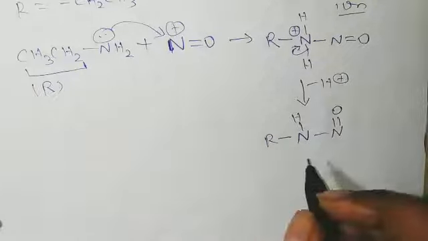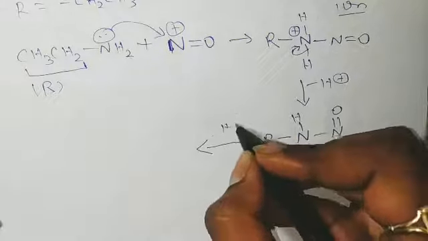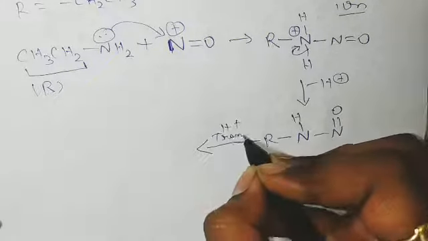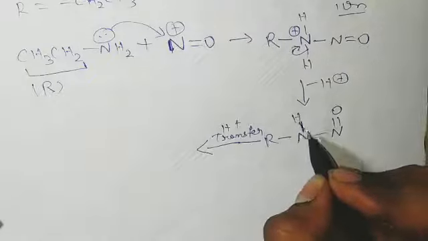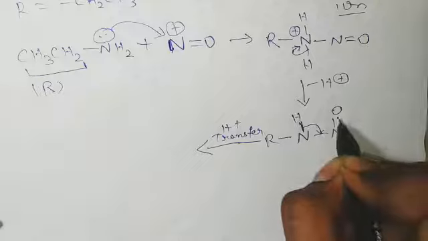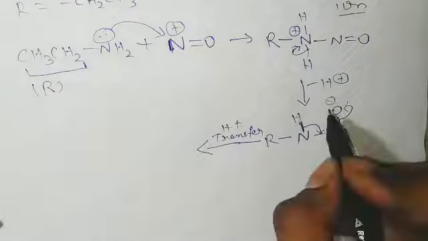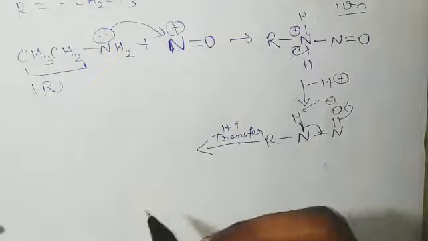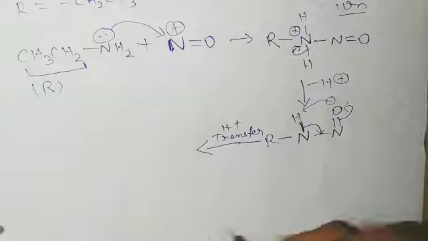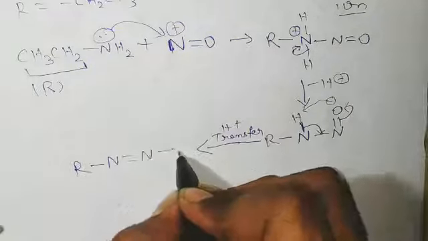Okay, now what will happen in the next step? Proton transfer will take place, right? H plus transfer, that is proton transfer, will take place. This bond will go here, this will go here. When this will go here, O will get a negative charge. This negative charge will attack this hydrogen. Okay, proton transfer is taking place like this, and we will get this R, N, double bond N, OH.